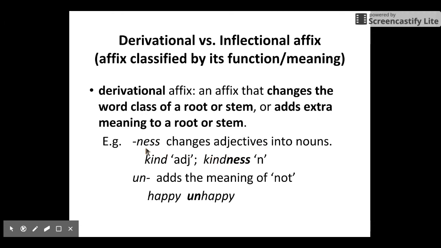For example, ness is a derivational affix because it changes a stem from an adjective into a noun, right? Kind is an adjective, and if we have ness attaching to kind, then we have kindness, and it becomes a nominal, right? So this changes the word class, part of speech. And then un does not change the part of speech. However, it adds new meaning to the stem. Happy becomes unhappy, right? So this would be a derivational affix.